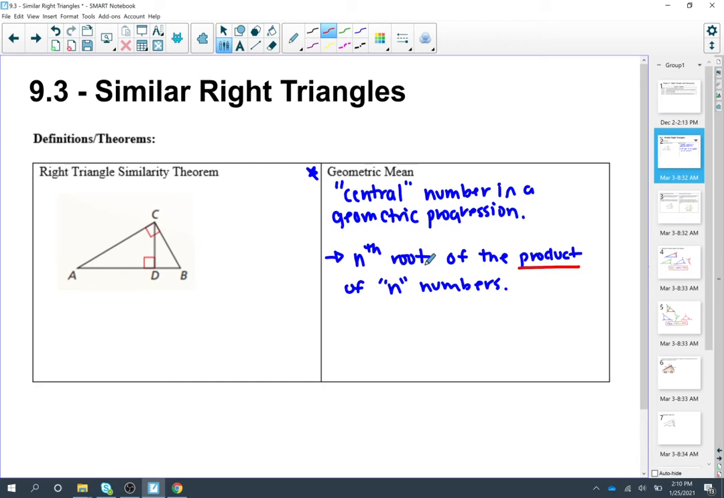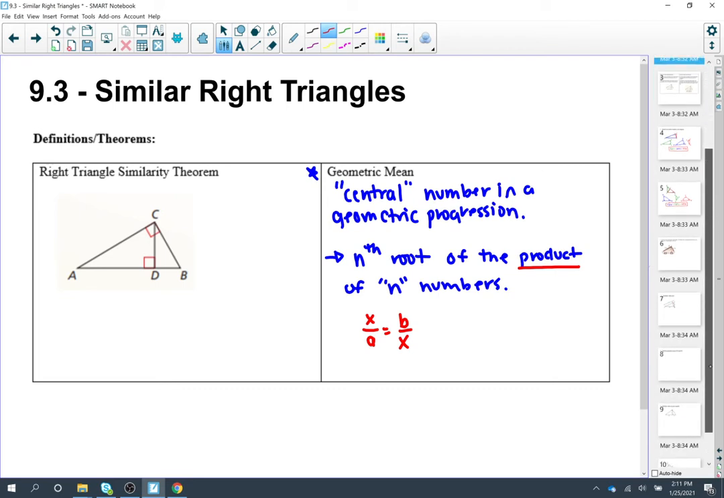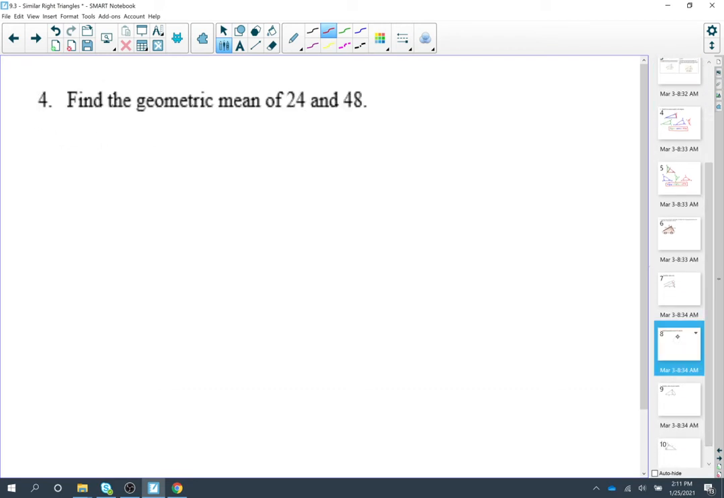Another way of writing that that's going to come up is we could say x over a equals b over x, where a and b are your numbers and x is your geometric mean. Now, taking all that into account, we're now going to skip to example 4. So skip to example 4, and it says find the geometric mean of 24 and 48.